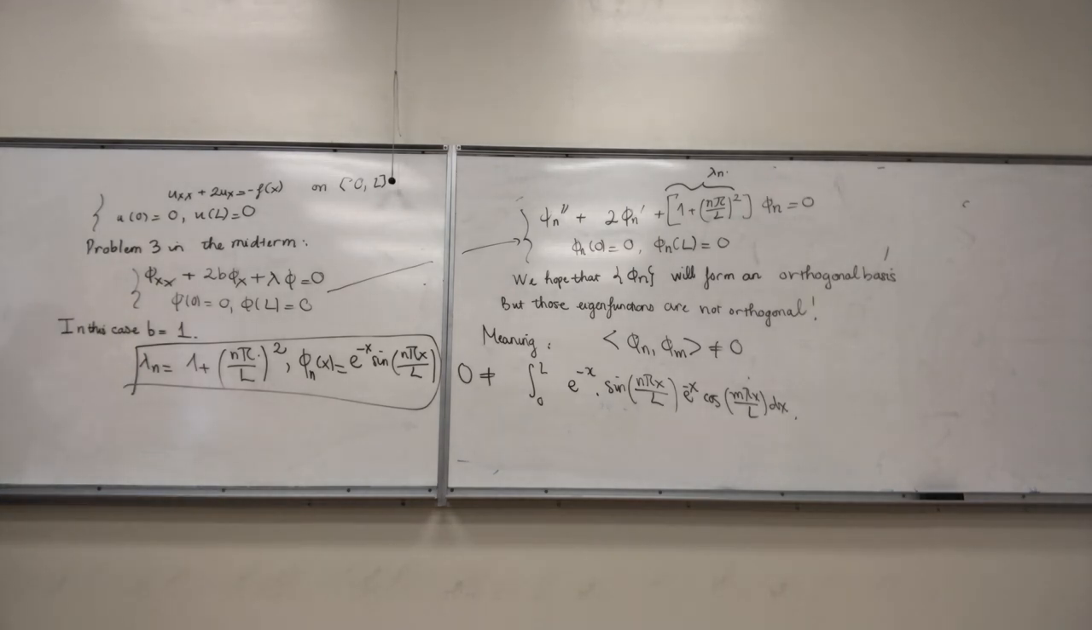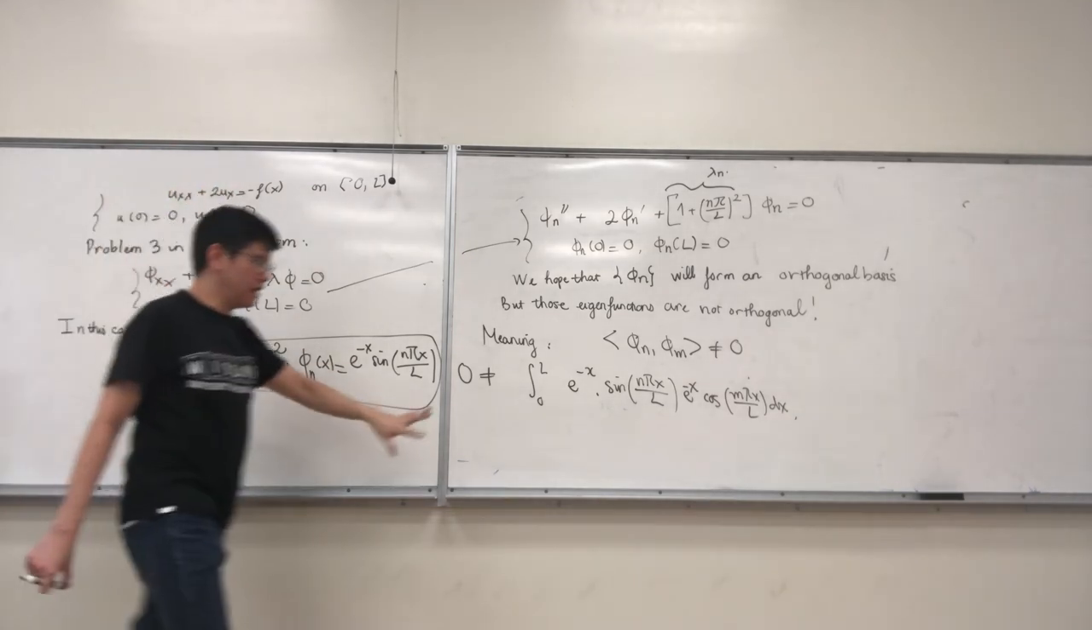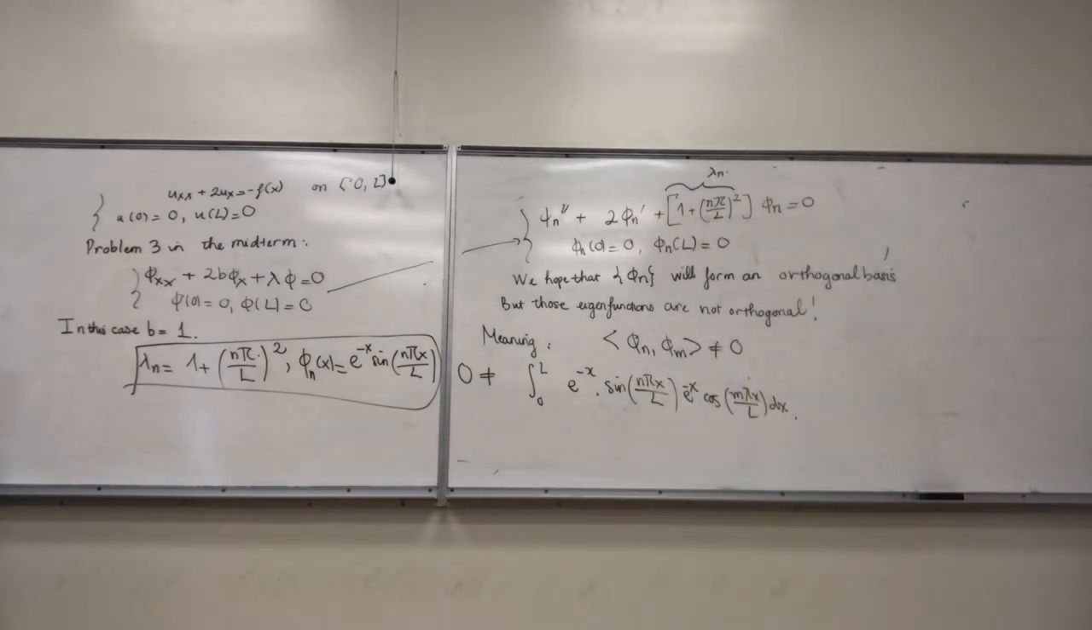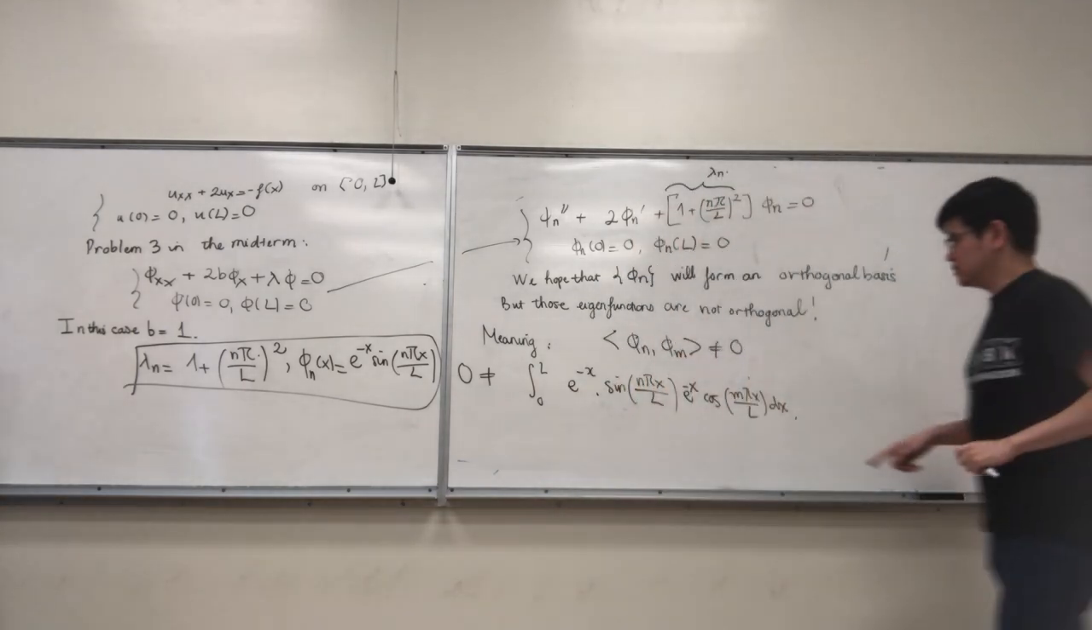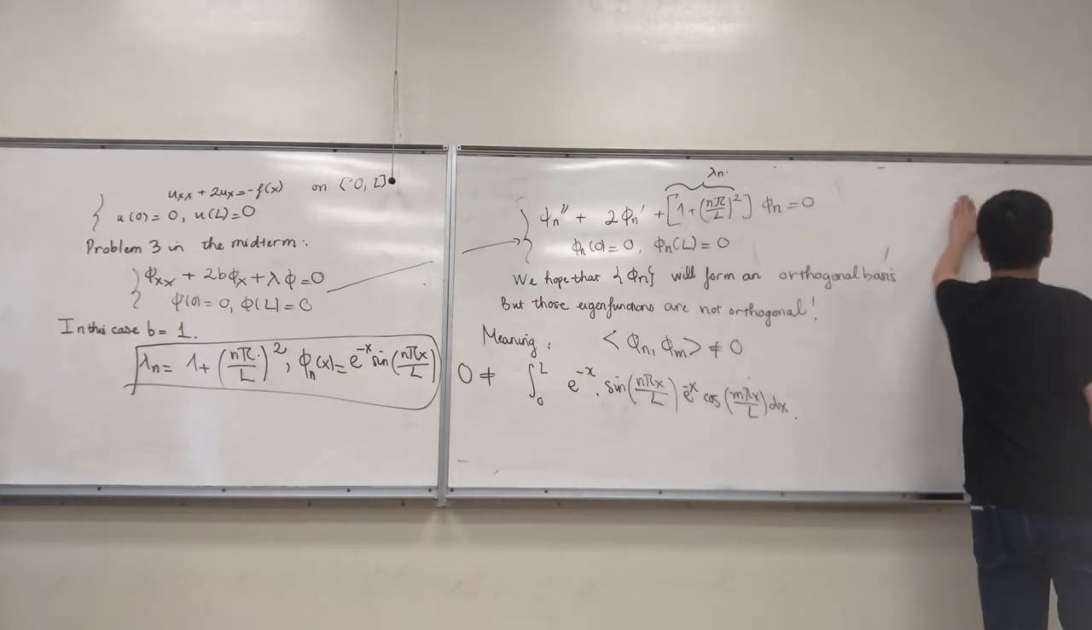So why are they not orthogonal? Prediction? Yes, because this is not self-adjoint, right? So the previous method can be applied only in the case when the operator L is self-adjoint. All right. So we want to see that this is not zero.